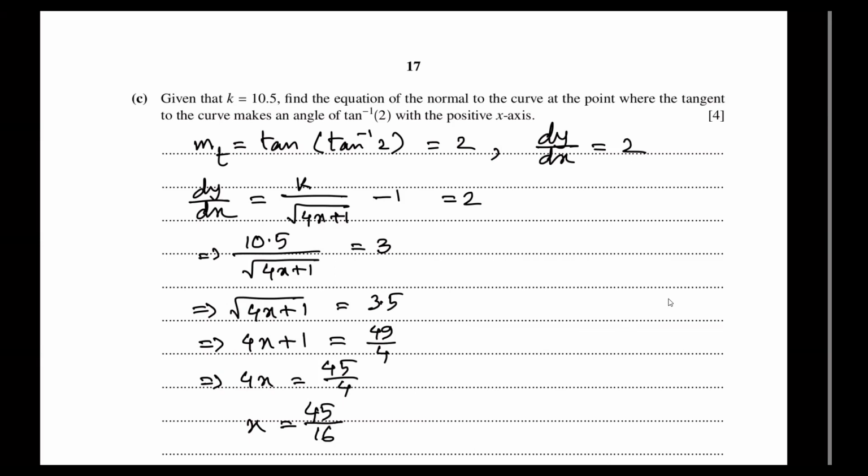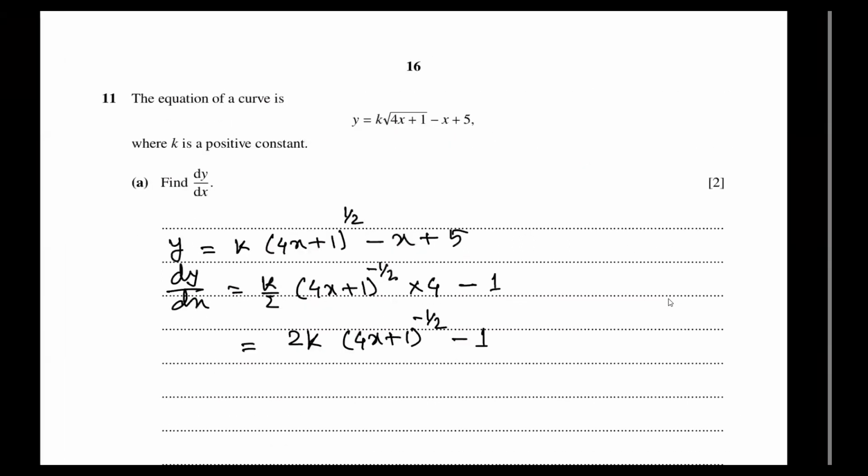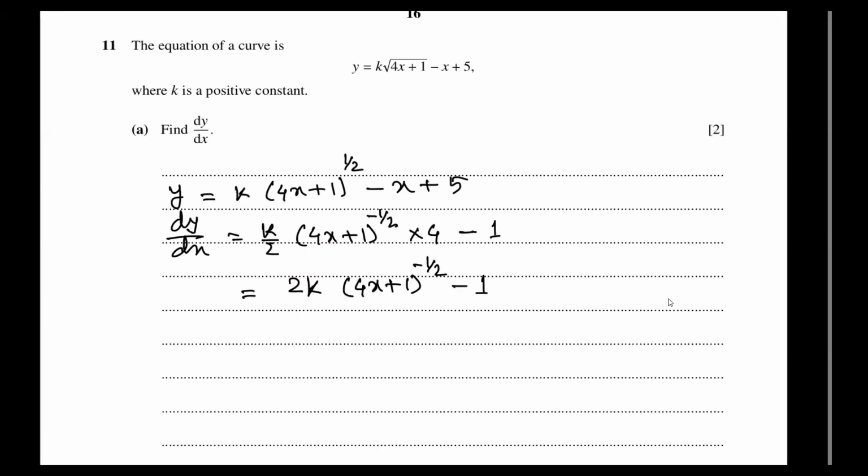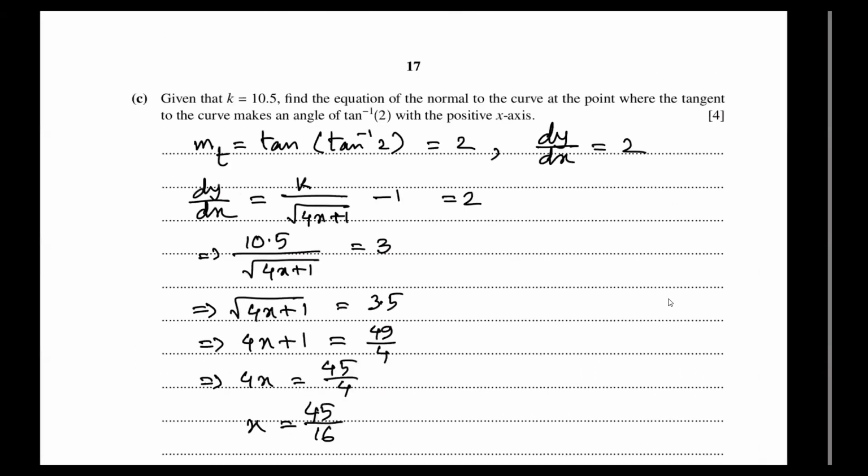That's the x coordinate of the point where the tangent makes an angle of tan inverse 2. What is the gradient of the curve? Oh, no. The gradient of the curve was 2k. So this is 2k. My bad.